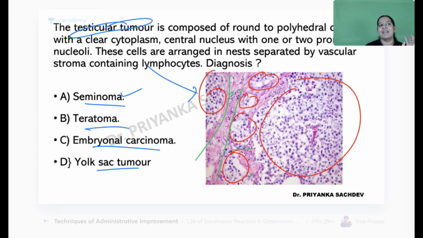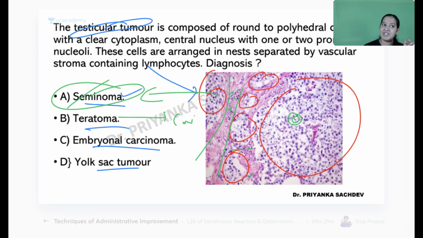Stroma contains lymphocytes. Tumor cells are large. They contain central nucleus with a prominent nucleoli, and cytoplasm is clear. That is the description of seminoma. That is best fitting here. So the correct answer here is seminoma. Teratoma will not have an image without cartilage. You will get cartilage, bone, or hairs in the image. I have a teratoma question later, in the end if time permits.